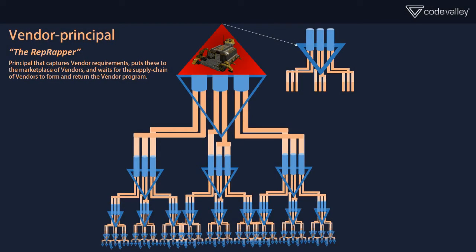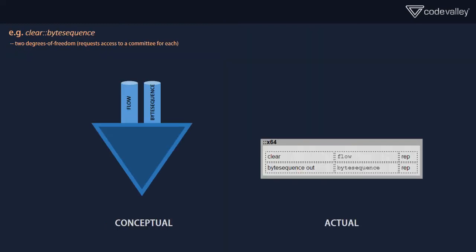The vendor principal is your vendor software factory. It will capture your vendor requirements and put these to the marketplace of vendors to build you your own vendor. Let's take a look at an actual vendor called Clear Byte Sequence. This vendor will design the code to reset a string so that it is empty.